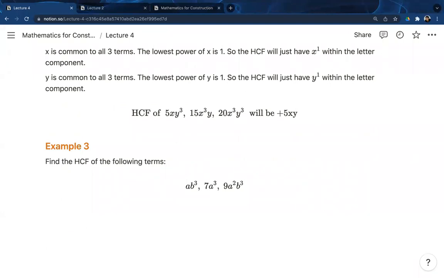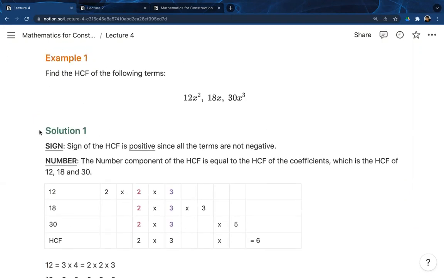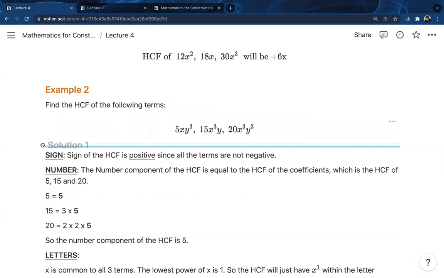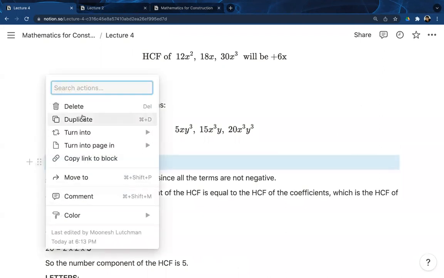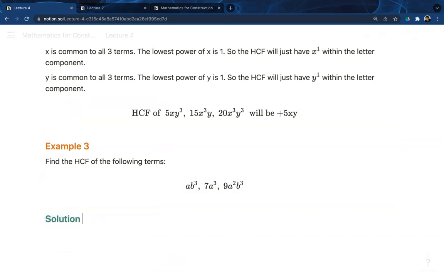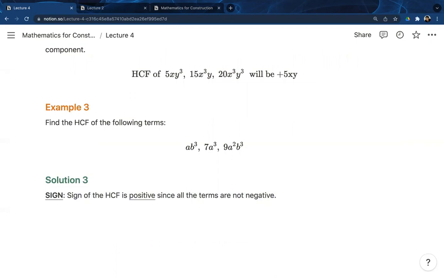We have 3 terms again. We need to examine the sign. So I probably needed to put a solution. Solution 3. So again, you work out, they have these steps in it, right? You work out that all of them are positive, so the HCF is positive.